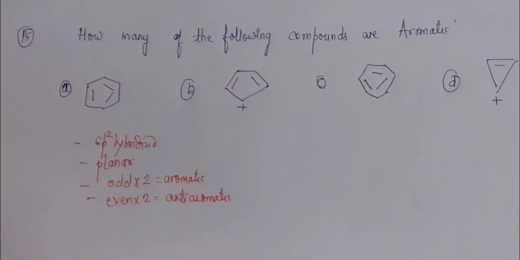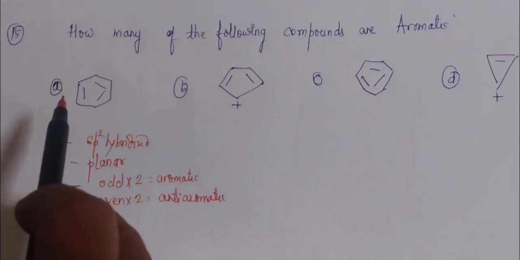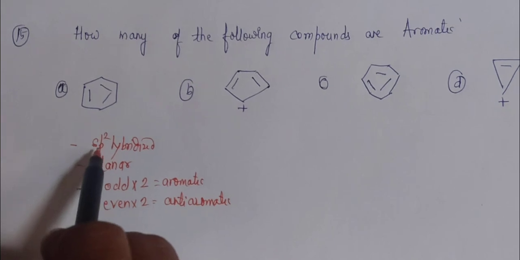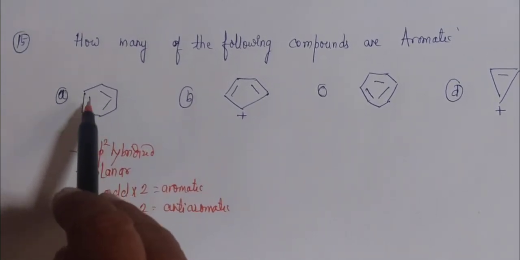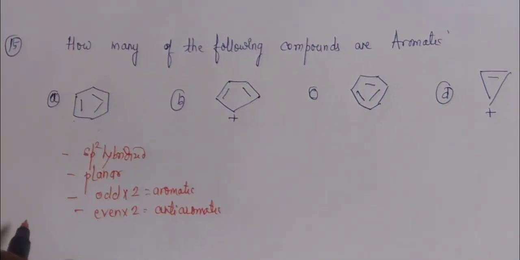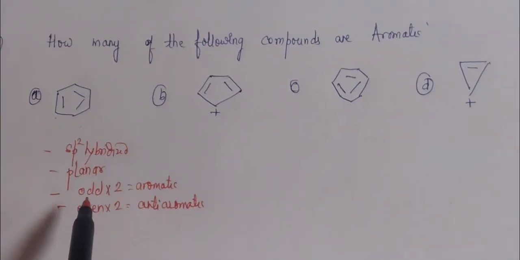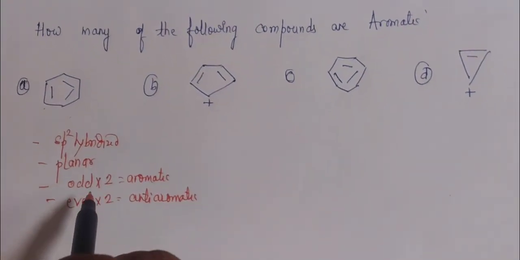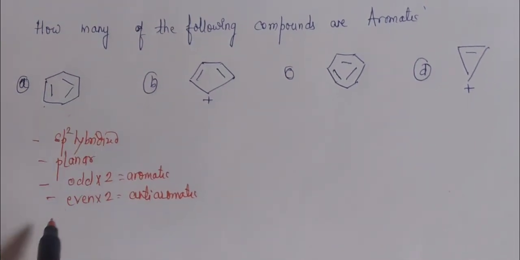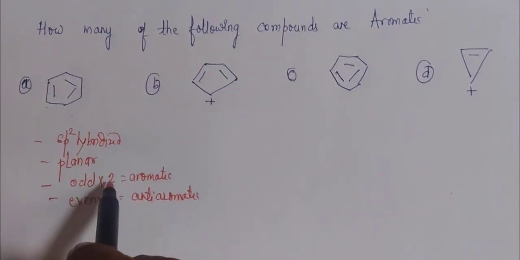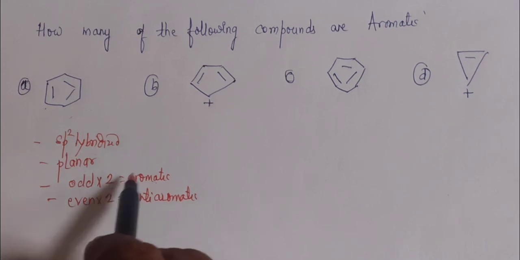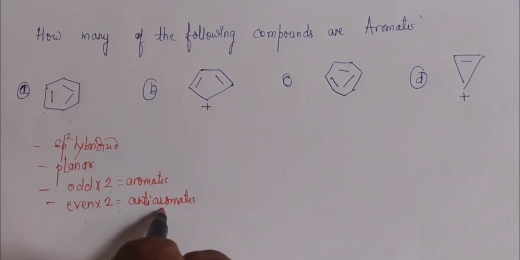Following compounds are aromatic. Now for aromatic, a compound has to have sp2 hybridization. As you can see here, each carbon is sp2 hybridized. It has to be a planar molecule, and this is a short trick. If we get the total number of electrons from these pi bonds as odd into 2, that will be aromatic. Even into 2 will be anti-aromatic.